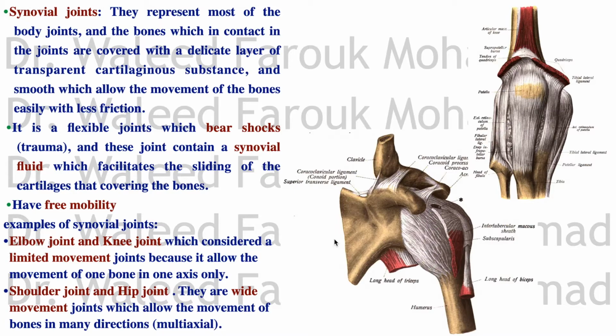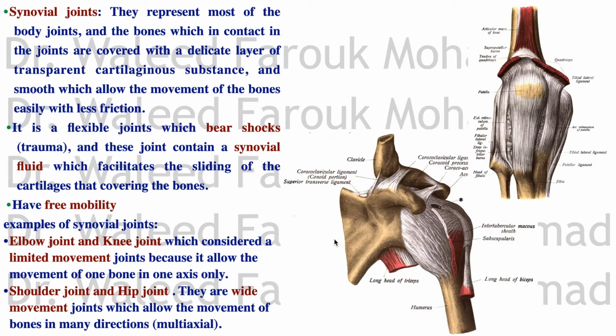Examples of the synovial joints are the shoulder, the elbow, the hip, and the knee joints. Now the elbow, الكوع, and the knee joint, الركبة, are considered limited movement joints because they allow movement in only one axis, one direction, either flexion or extension, for example.